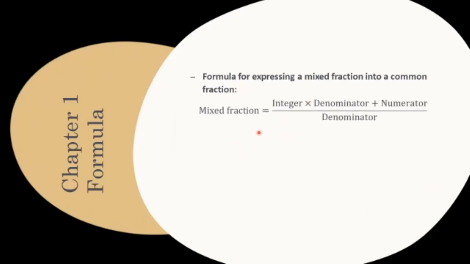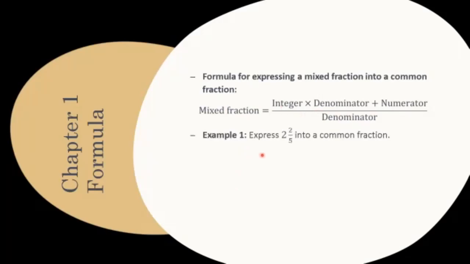Now the next part, the formula. As you can see, the formula for expressing a mixed fraction as a common fraction is: mixed fraction equals integer multiplied by denominator plus numerator, divided by denominator. Again, integer multiplied by denominator plus numerator divided by denominator.